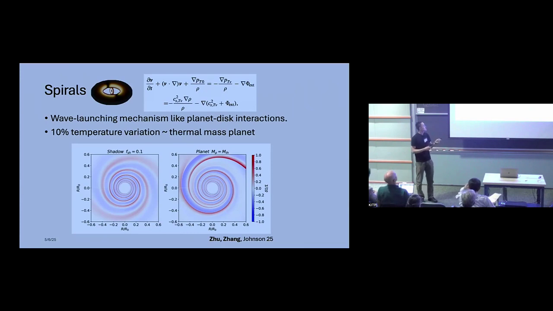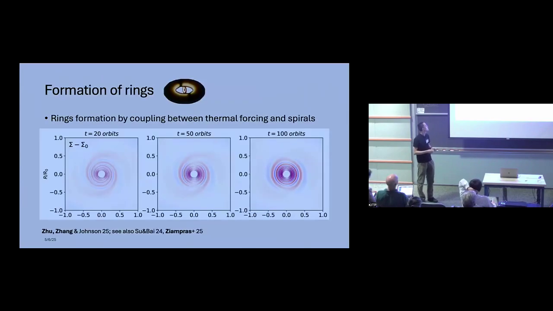And on the right-hand side, I'm showing Jupiter mass planets launched one-arm spiral. And you can see they are reaching similar magnitude. So the dynamical effect from shadow itself can be very strong. Not only do we see spirals, we also see rings.